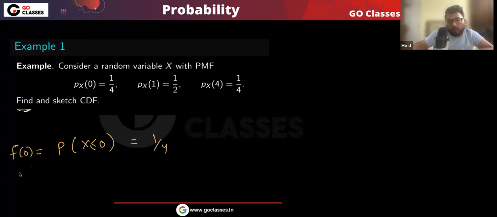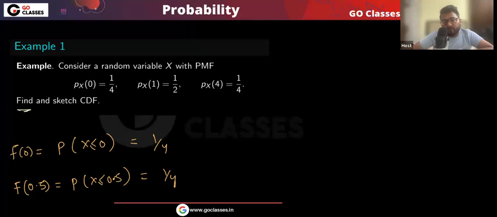Okay. Now, what is the probability that x is less than or equal to 0.5? Can you tell me using this PMF? Yeah, it will be again 1 by 4, right? Basically, these are the masses, right? So at 0, there is some mass defined. At 1, there is some probability mass. In between, there is no probability mass. So it is 1 by 4, and it will be 1 by 4 only till 1.